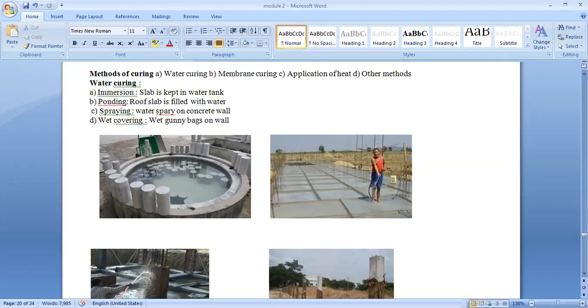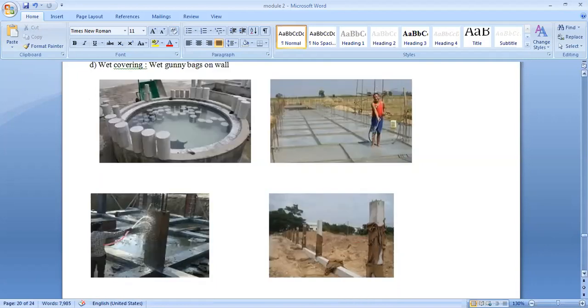Okay. Next will be the spraying of the water. Water is sprayed on concrete walls, right? Columns, anything it is. So you can spray the water directly by using the pipeline. You can spray your water.